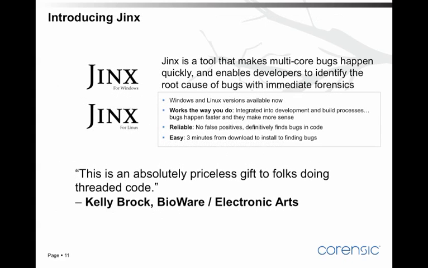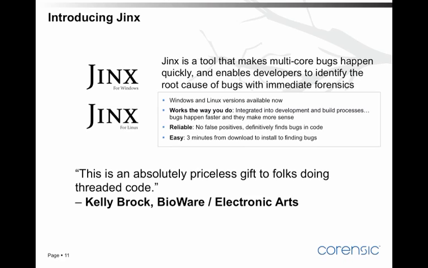Jinx is a tool that plugs into your existing development environments and makes multi-core or concurrent bugs happen quickly, and enables developers to identify the root cause of those bugs with immediate forensics. Jinx is available for Windows and for Linux today, and it works the way you do. It integrates seamlessly into your existing development and build processes so that bugs can happen faster and so that they make more sense.